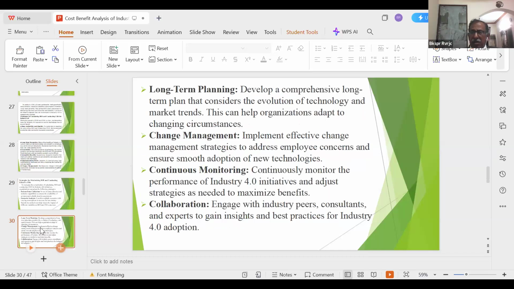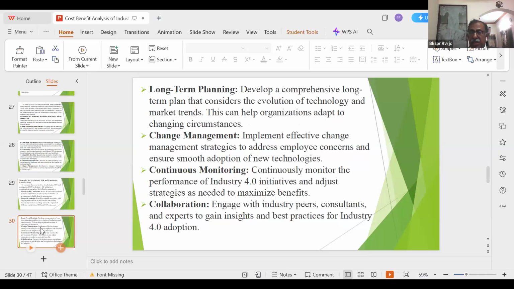Third one is long-term planning. Develop a comprehensive long-term plan that considers evolution of technology and market trends. This can help organizations adapt to changing circumstances.